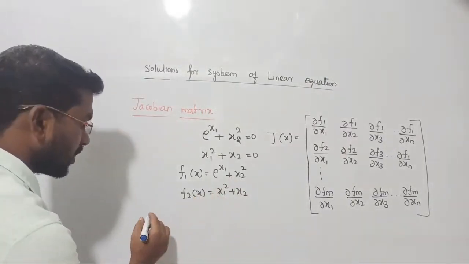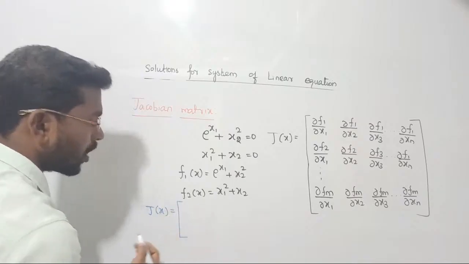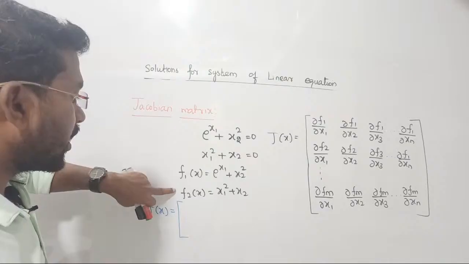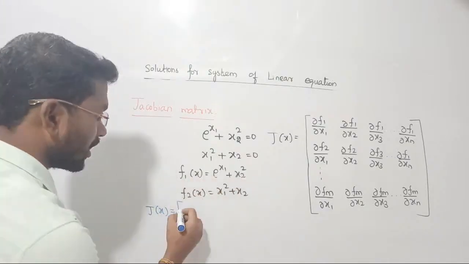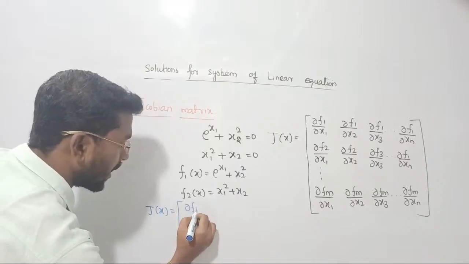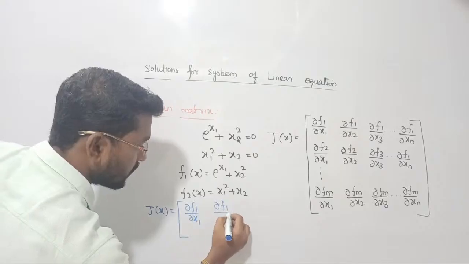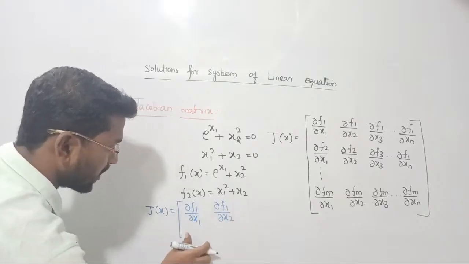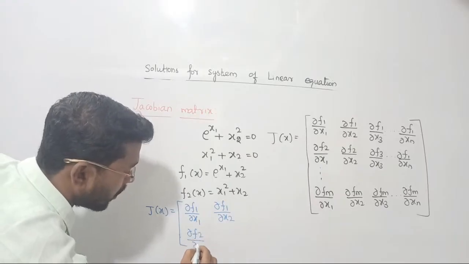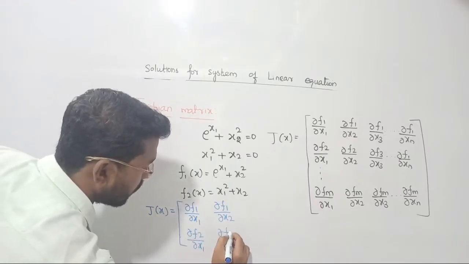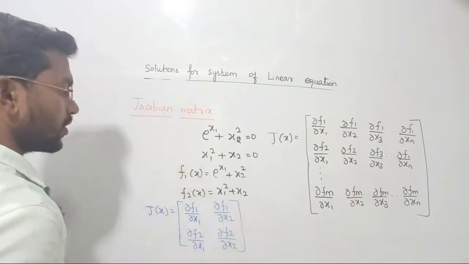Let us write the Jacobian matrix for our function. How many variables are there? Only f1 and f2 are there, and two variables. So two variables, two functions. How will you write it? First, I differentiate function 1 with respect to x1. I also differentiate function 1 with respect to x2. Then the second function is differentiated with respect to x1, and the second function is also differentiated with respect to x2. It's over. Clear? That's all.